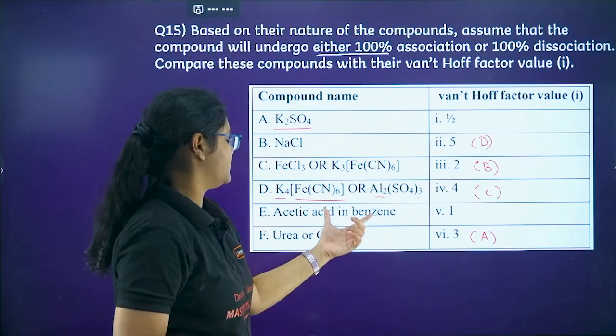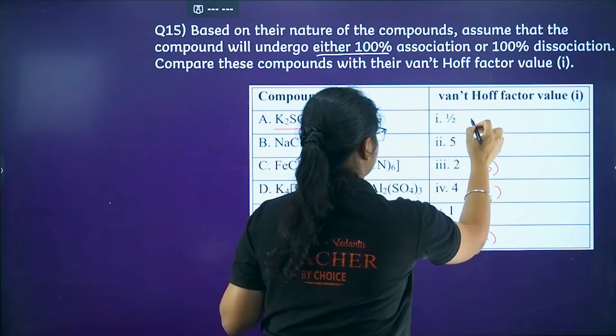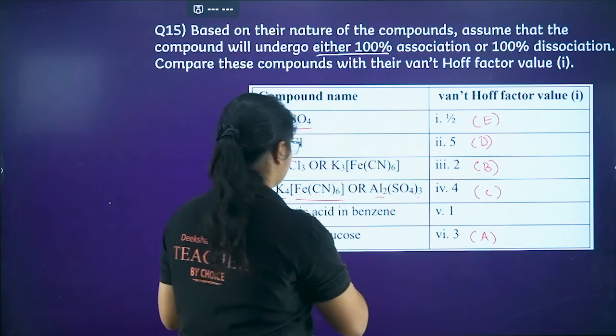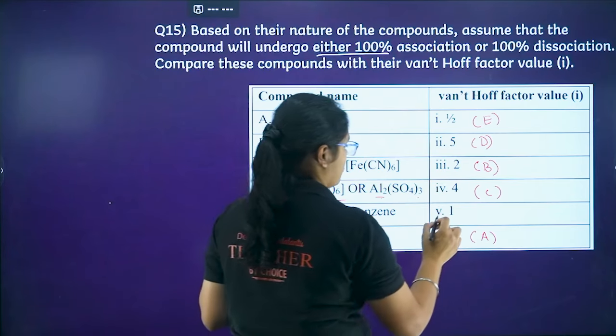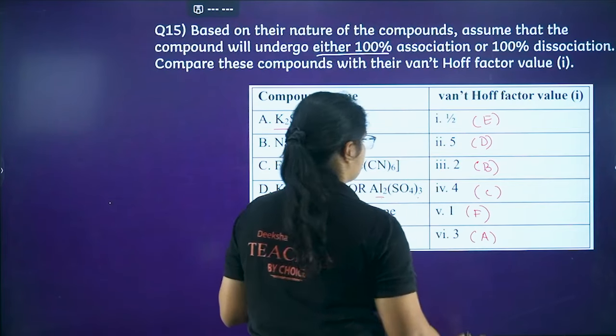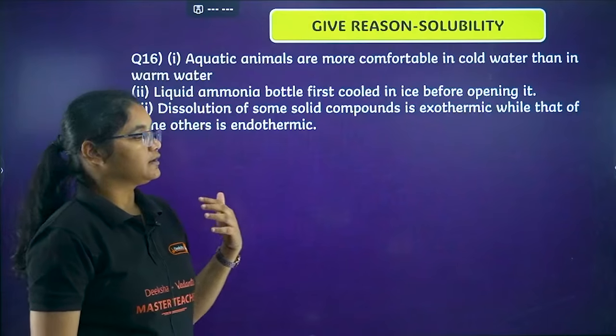Now acetic acid in benzene actually undergoes dimerization, so 2 particles will become 1 particle, so this is half. And urea or glucose are non-electrolytes, so they do not undergo any dissociation or association, so they have a Van 't Hoff factor of 1. Okay, next you have the give-reason questions.